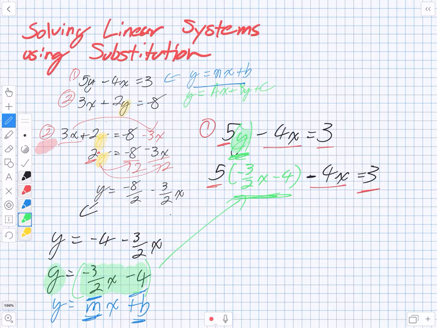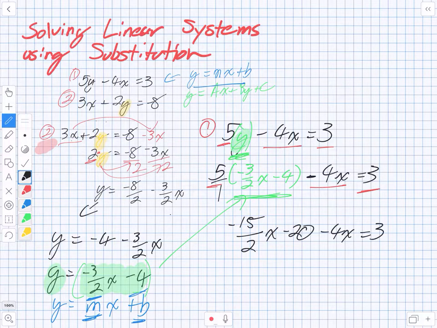Now we simplify. The reason we've done this is because now there's just an x, so we can now isolate for x and get a value for x. I'm going to have to use my distributive property here. 5 times negative 3 over 2: you can turn the 5 into a fraction, 5 over 1, and you multiply tops of the fractions by each other and then the bottoms. So 5 times negative 3 is negative 15, and 2 times 1 is 2, giving negative 15 over 2x. 5 times negative 4 is negative 20, and we have negative 4x equals 3.